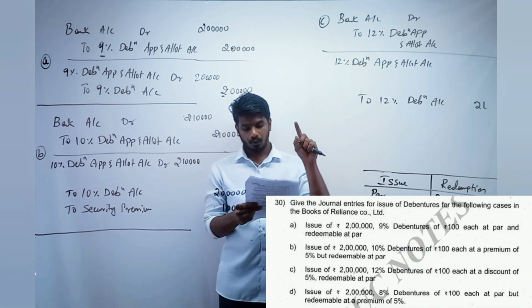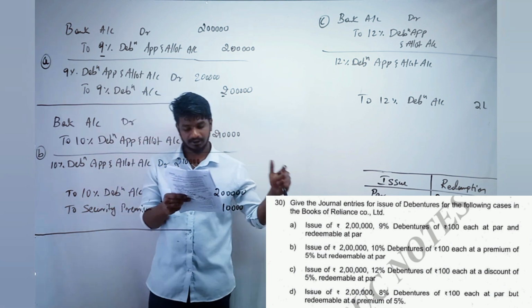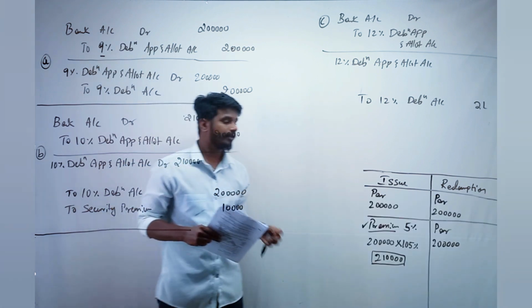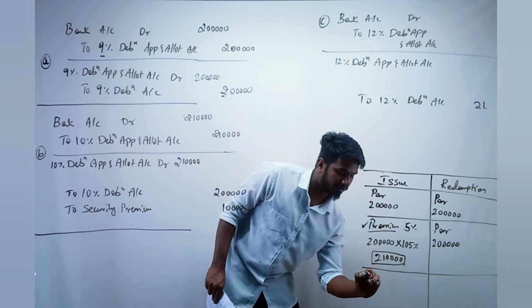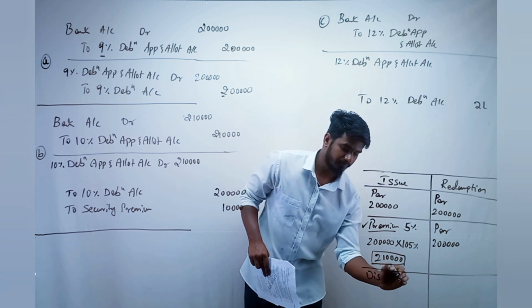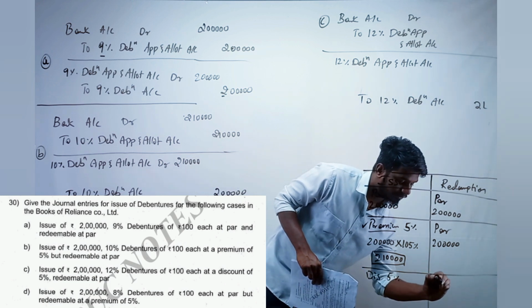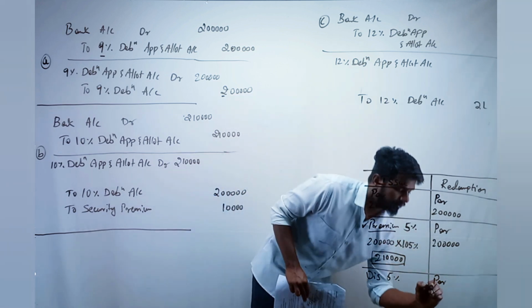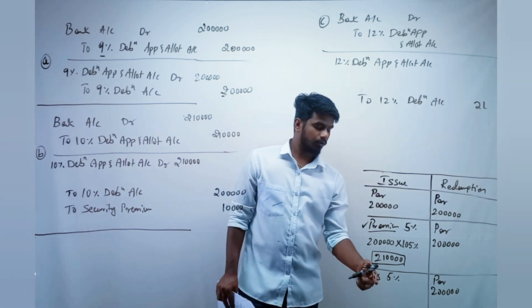See, issue of, you can read it on the board. Issue of 2 lakh 12% debenture of 100 each at a discount, which means issued at discount, correct? Issued at discount of 5%. Right, fine. Next, redeemable at par. So par means whatever the given amount. So 2 lakh is given, just 2 lakh. That's it.